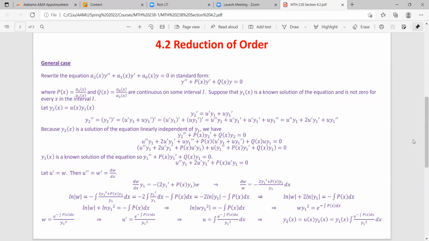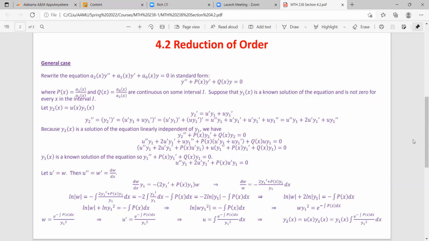Now we can plug y2 double prime, y2 prime, and y2 into the equation, because we already assumed that y2 is another solution of the equation.